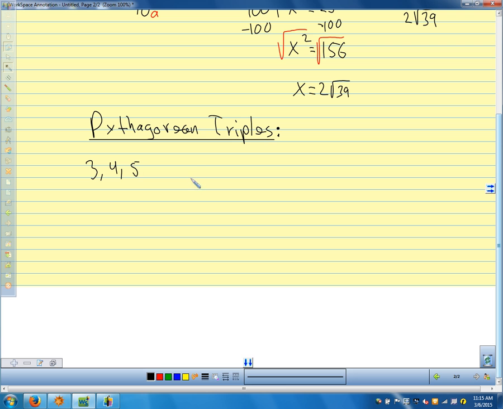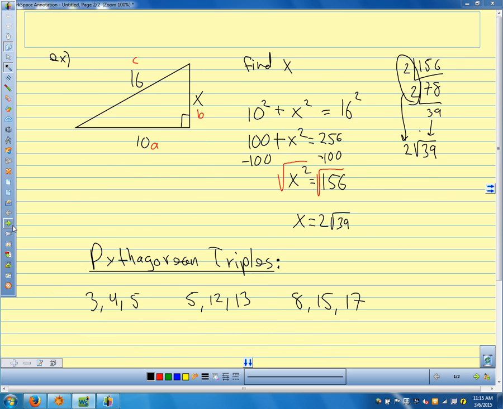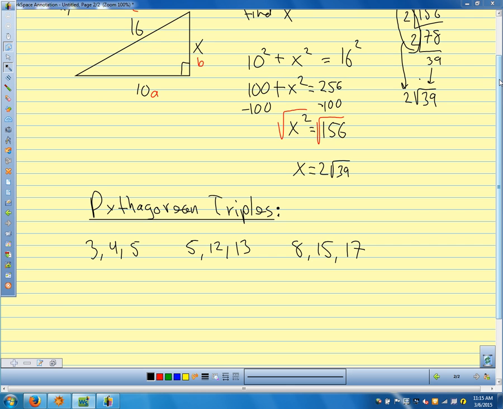A couple of others, 5, 12, 13. 8, 15, 17. Isn't that the one we used over here? 8, 15, 17. So if you remember that was a Pythagorean triple, you wouldn't even have to do the Pythagorean theorem. Another one is 7, 24, 25. These are all right triangles, and these would be the sides, whole numbers that make up the sides of right triangles.